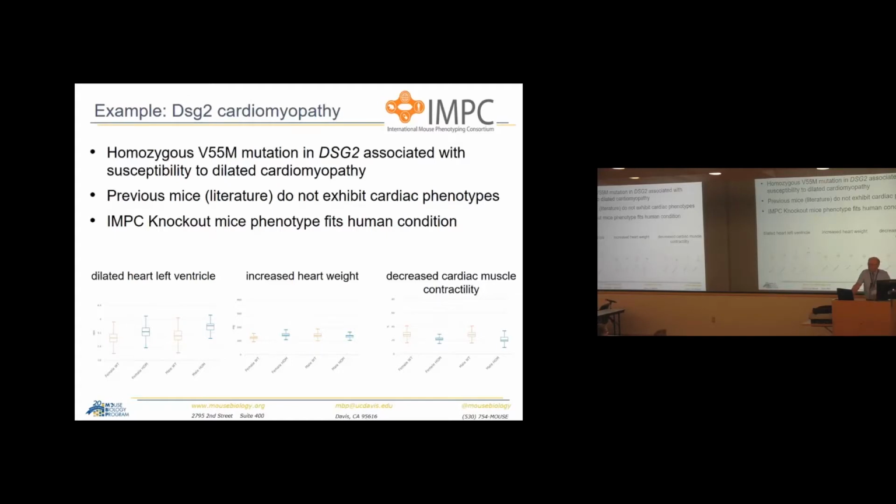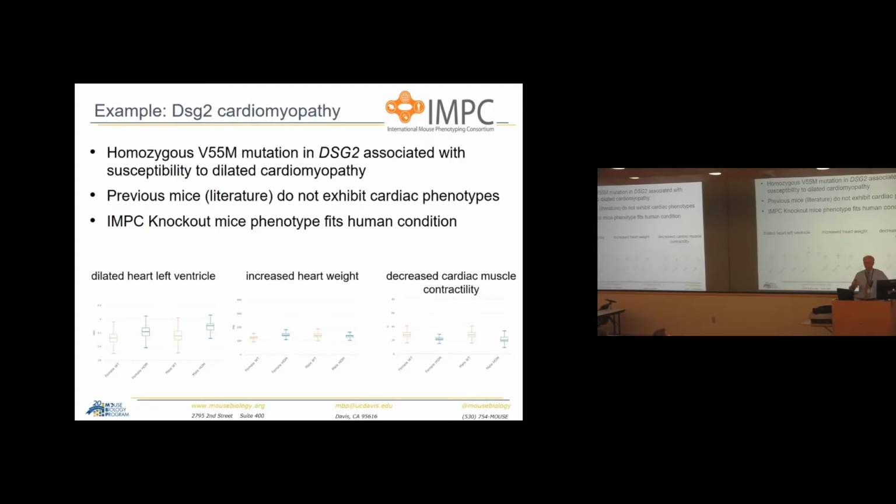It's been known that a mutation, this valine to methionine mutation at position 55 of the protein in this gene, has been associated in humans, again, with dilated cardiomyopathy and ventricular rhythm abnormalities. But previous knockout mice for this did not exhibit any cardiac phenotypes. And here's also one of the justifications for this project. As you think, well, wait a minute, people have made knockouts along.